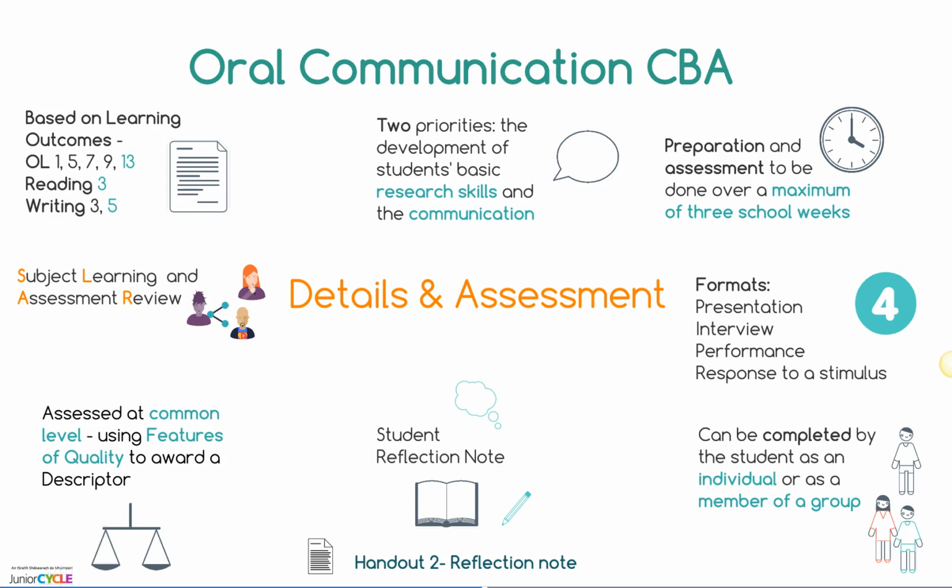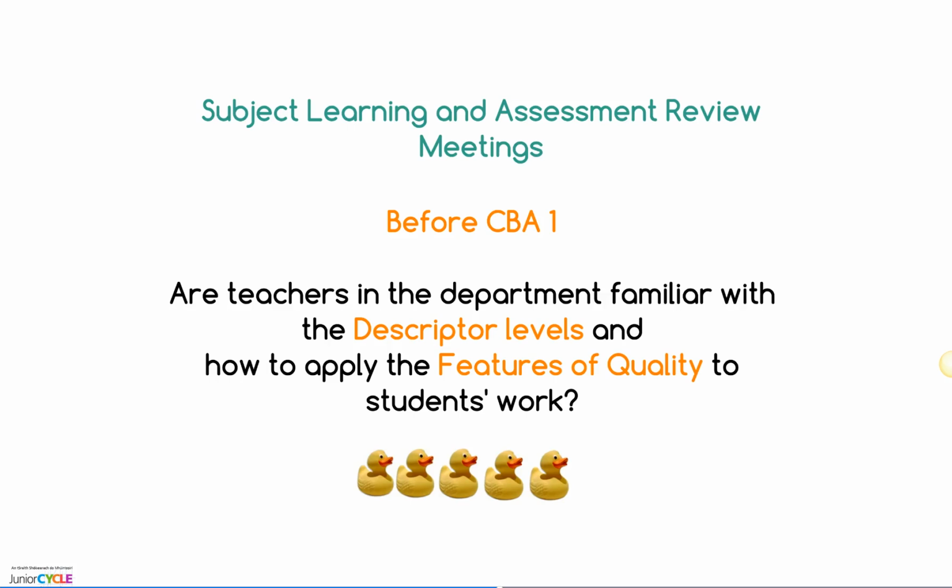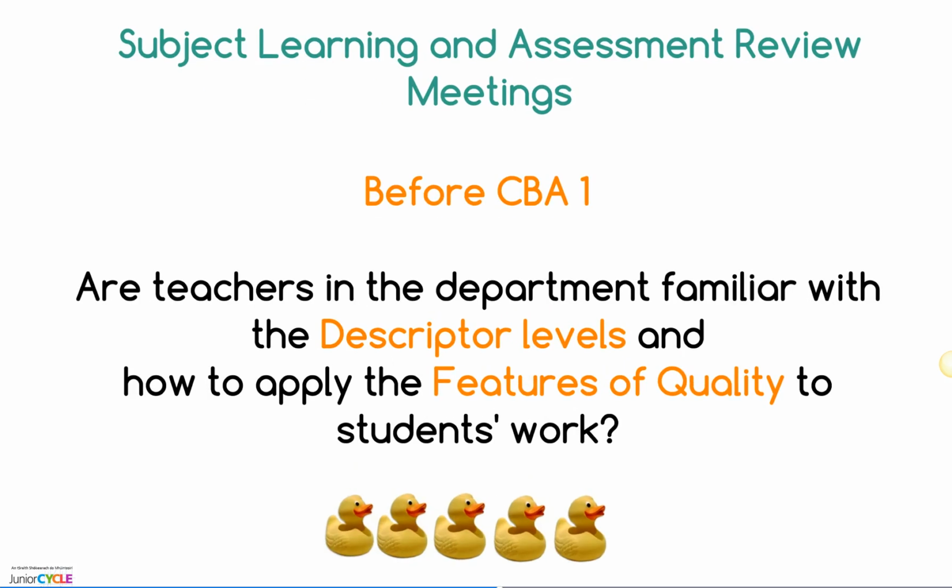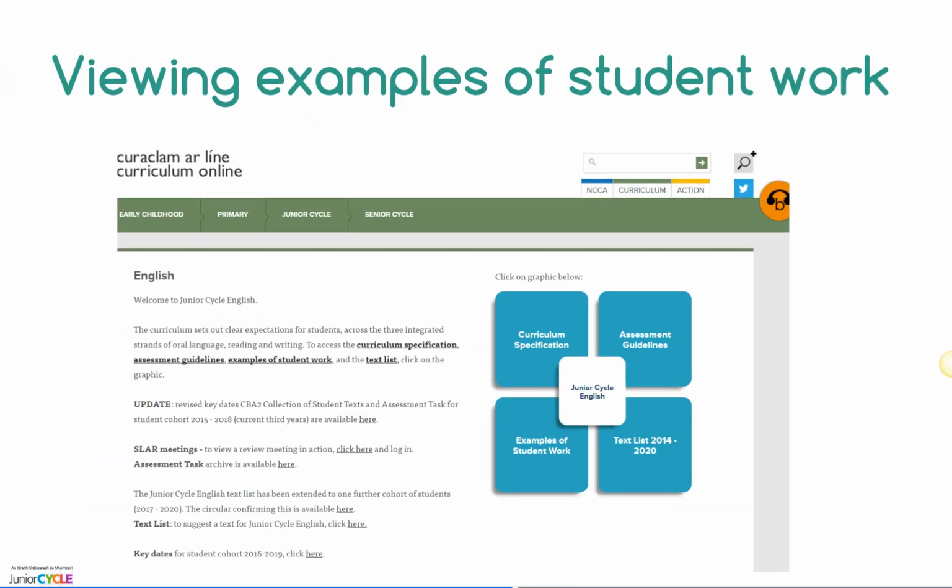Having assessed our own students' work for their CBA, using the features of quality, and awarding a provisional descriptor, teachers will then attend a SLAR meeting to review their judgments and share experiences. In order for the SLAR meeting to work effectively, it's essential that teachers are familiar with the descriptor levels and how to apply the features of quality to students' work. It's important to bear in mind that when we are assessing student work, we are assessing it in terms of a national standard in Junior Cycle English.